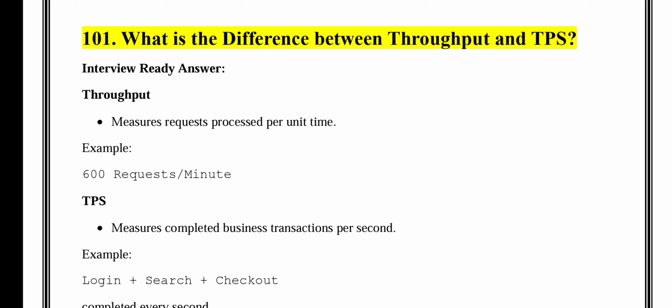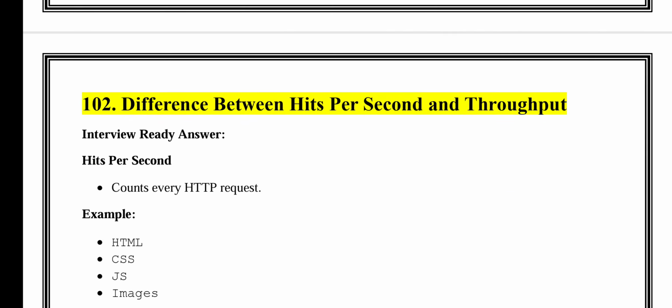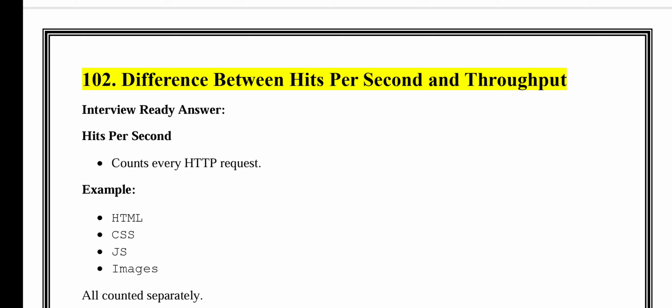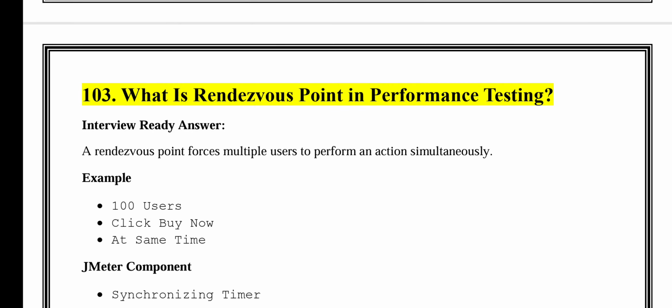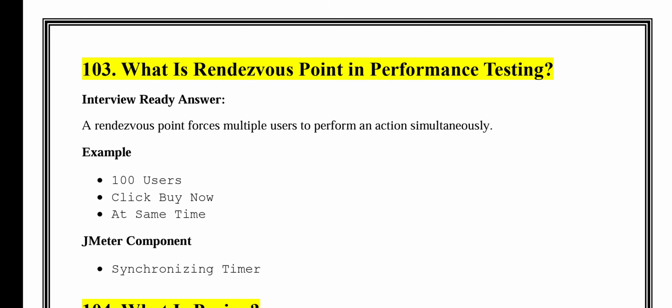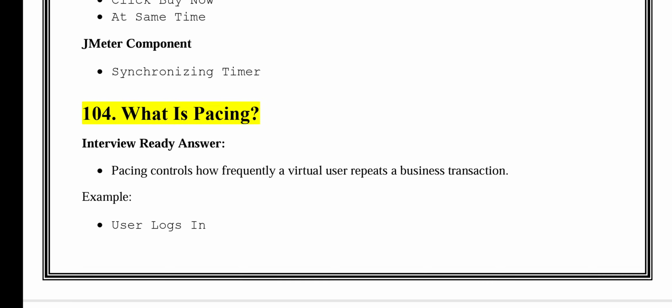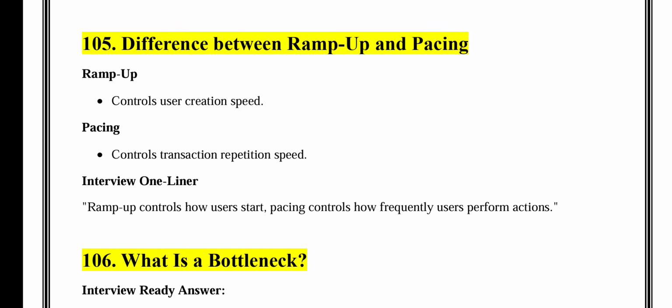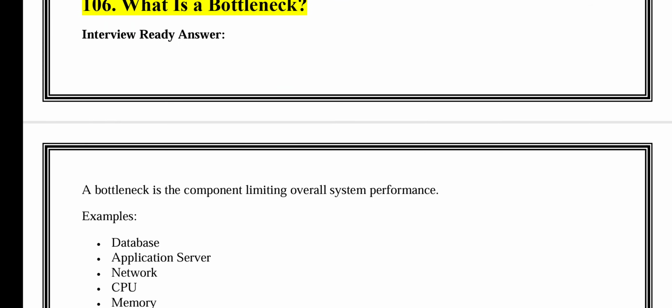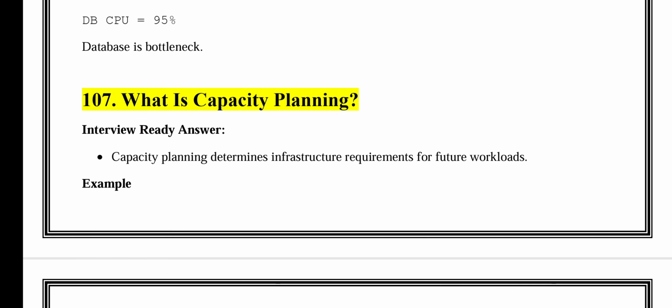What is the difference between throughput and TPS? What's the difference between hits per second and throughput? What is Rendezvous point in performance testing? What is pacing? What's the difference between ramp up and pacing? What is a bottleneck? What is capacity planning?